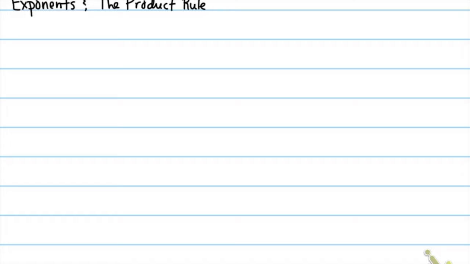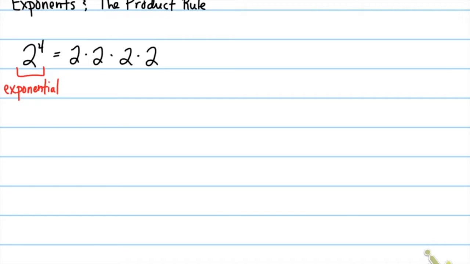Okay? So reviewing what we talked about in 6th grade, you learned that, let's say you had 2 to the 4th power. That means that you really have 2 times 2 times 2 times 2. You learned about this form being known as exponential form. It means you've got multiplication that is written in a condensed format. Well, we call this form expanded form.